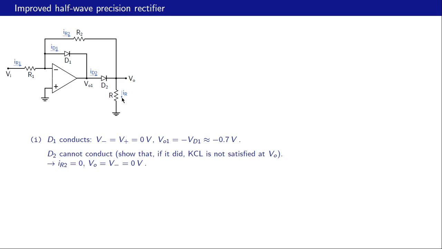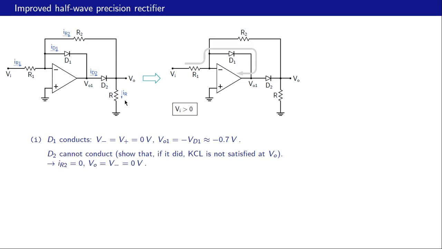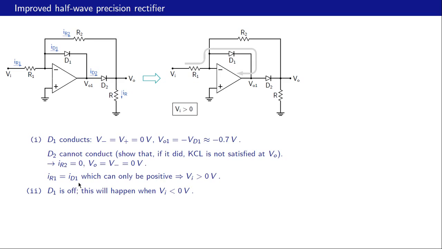Let us now see what values of VI this situation corresponds to. So this is our current path, like that, and V minus is 0 volts, and the only way this can happen is if VI is positive. So the situation that we have discussed, D1 on, D2 off, can happen only if VI is positive. Clearly, if VI is negative, then we cannot have D1 conducting, and that brings us to the second situation, namely D1 is off. And let us look at this situation in more detail now.